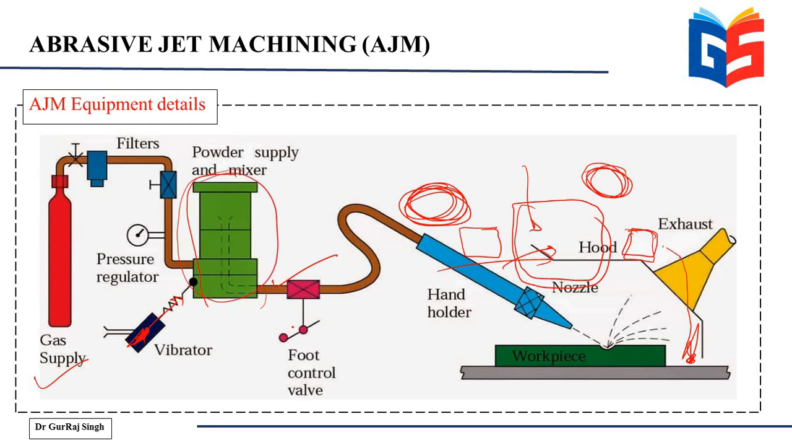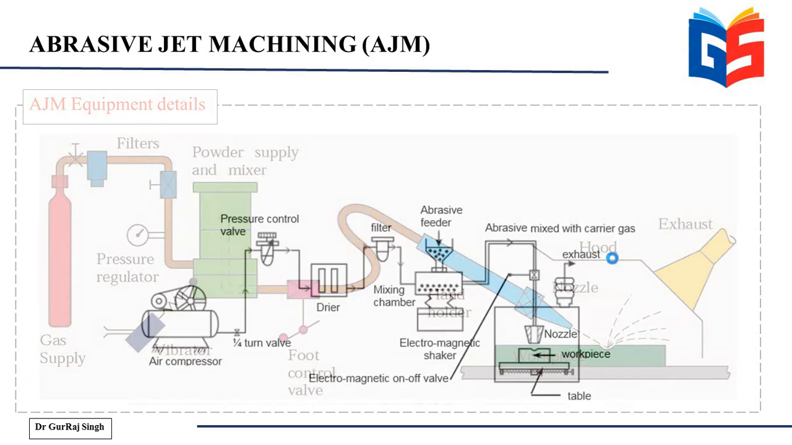Then you have a foot control valve that is used to control the supply of the mixture of these abrasives and the gas to the nozzle, and then through the nozzle you have the abrasive particles concentrated onto the zone where the machining needs to be done. And finally, you have an exhaust which is used to collect all these abrasive particles and the mixture of gases.